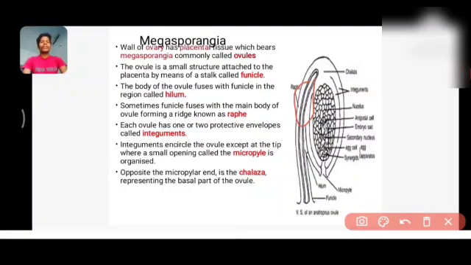Within the integument, a group of cells is there that is called the nucellus, which is rich in food materials. Inside the nucellus, the female gametophyte or embryo sac is developed.